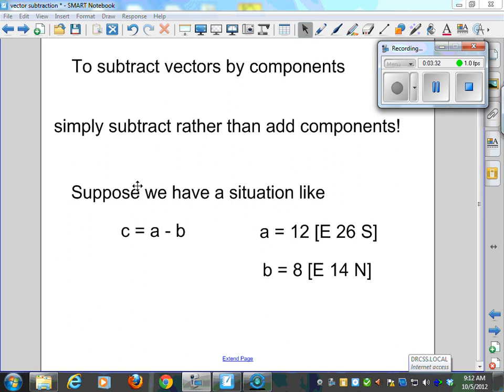So suppose we have a situation like this, where I've got vector C, and I have to subtract A minus B. And I purposely did not use resultant or plane or wind. I'm just using generic vector names, C and A and B. Basically, I have to go A minus B.